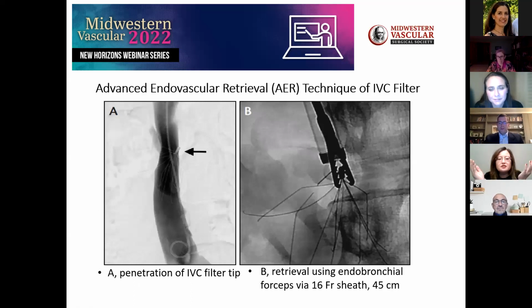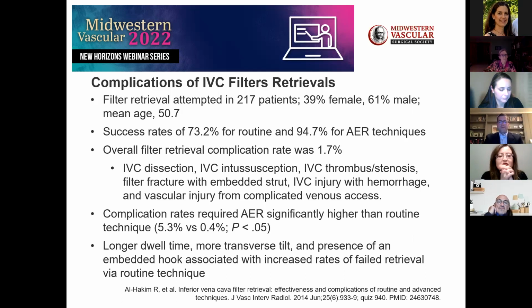This is another one where, if I can't get it out with the loop wire snare, my plan C is usually going in with the endobronchial forceps. This is where I need the long French sheath. I get the 16 French already ready, and I make sure I have the long, rigid endobronchial forceps. It's kind of like laparoscopic, but you have to get that jaw in there and make sure that it's coaxial. And then sometimes I can take it out. If I can't, I have to go to the other techniques.